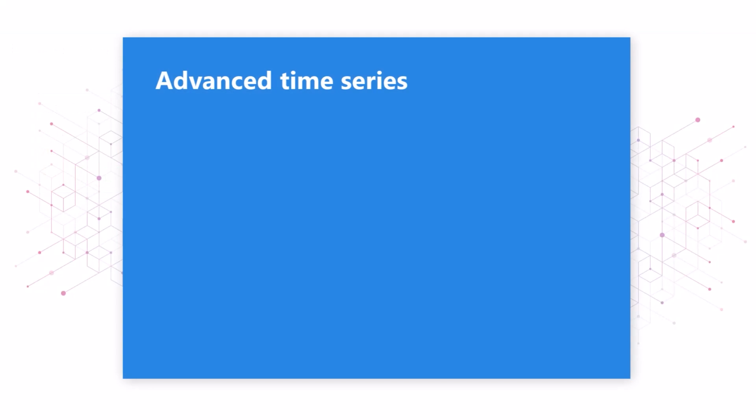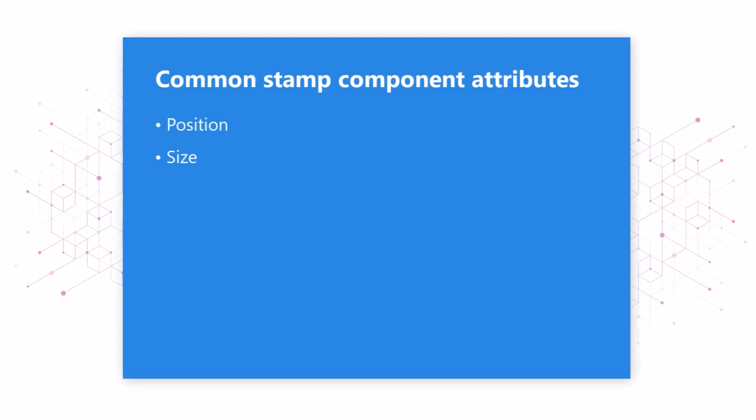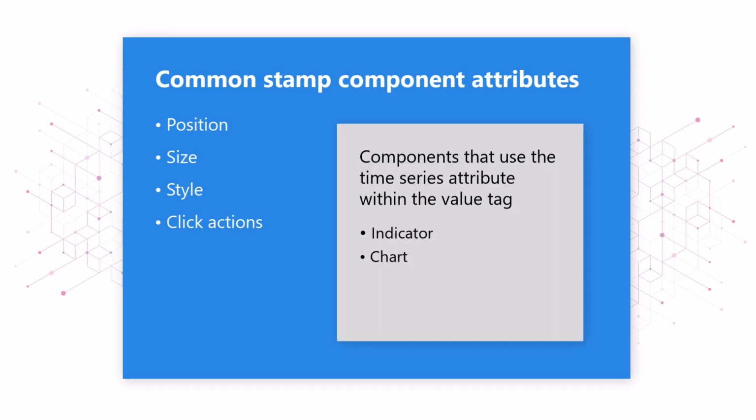In addition to the basic time series, there are also 4 types of advanced time series: absolute, relative, to date, and comparison. These time series attributes can be used within stamps as well as within the non-stamp portlets. More information on these time series attributes can be found in the online help. So the attributes position, size, style, and click actions can be used for all components, while the indicator, chart, matrix, and measures components can use the time series attribute. Each component and attribute has its own options and requirements, so we encourage consulting the help documentation for more information.